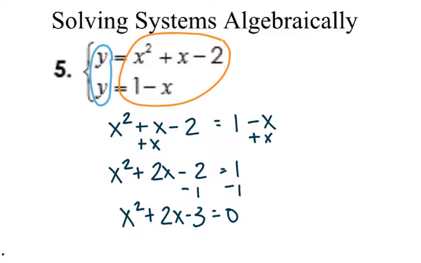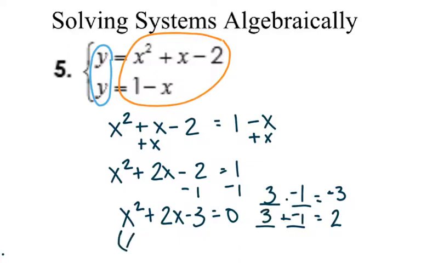We can solve this quadratic by graphing. We can solve it by factoring. We can solve it by the quadratic formula. It's really up to you and whatever method you're most comfortable with. I'm going to solve it by factoring just because it's a little bit faster. So I'm looking for two numbers that multiply to give me -3, but add to give me 2. And those numbers are 3 and -1. So my factors are x plus 3 and x minus 1.